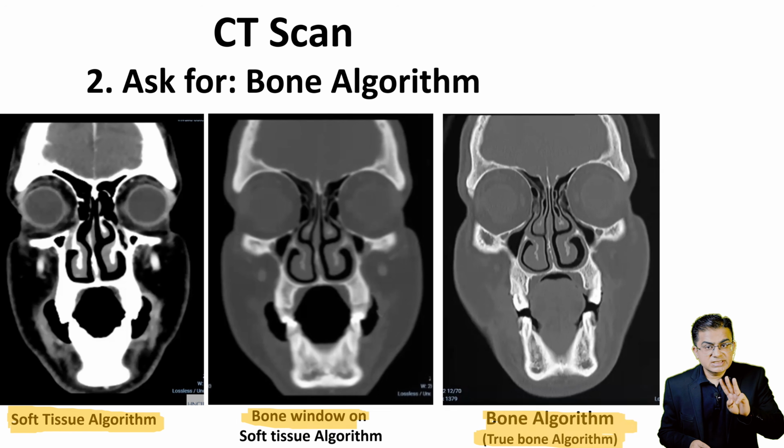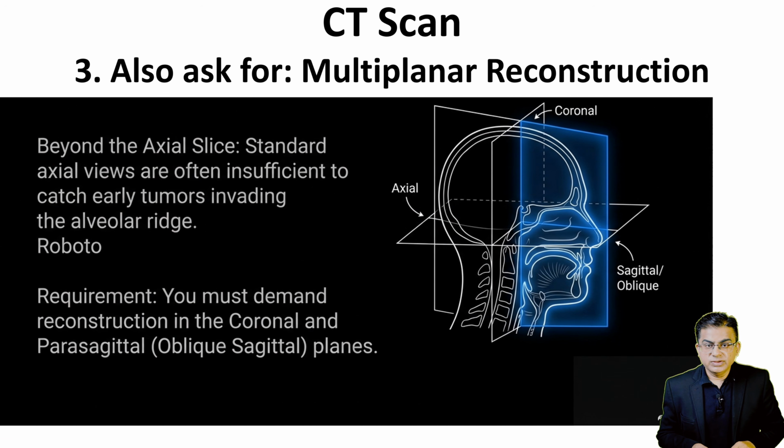The third additional thing you must ask your radiology technician to do is multiplanar reconstruction. Multiplanar reconstruction in the coronal plane or parasagittal plane, beyond your standard axial views. Remember, if you do not ask for it, the radiology technician will not do it because he may not know what you need.